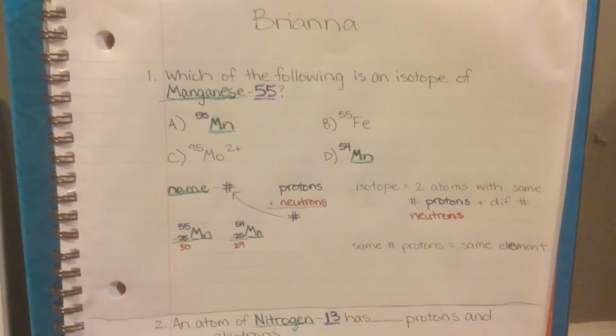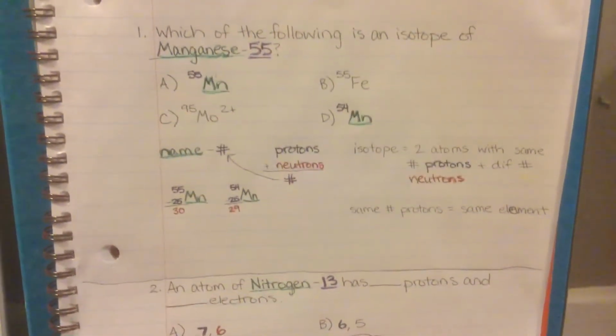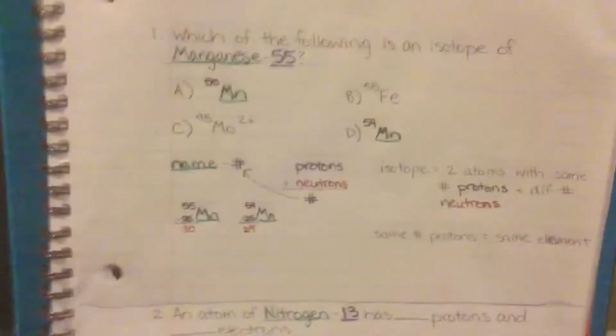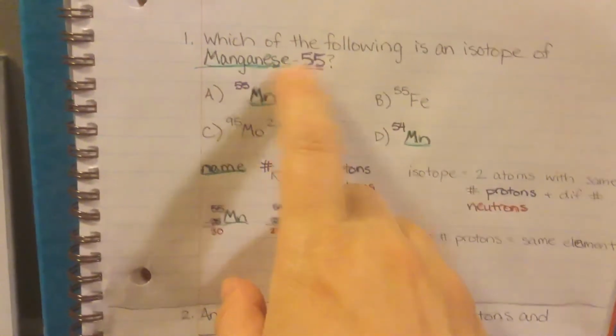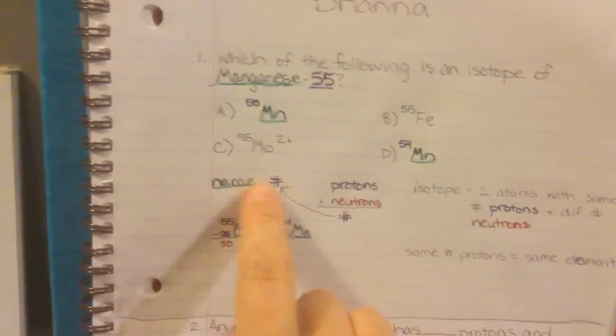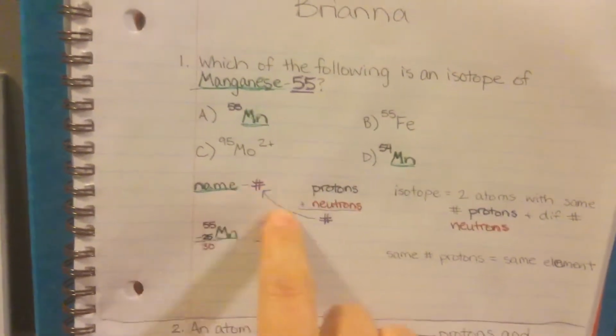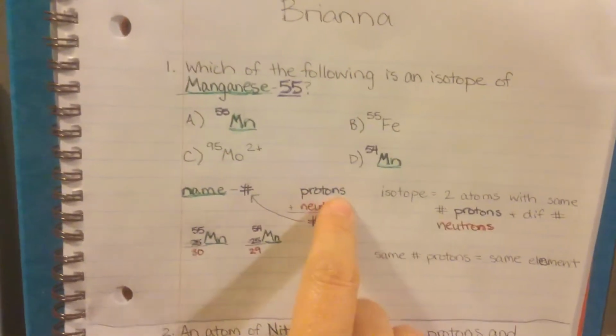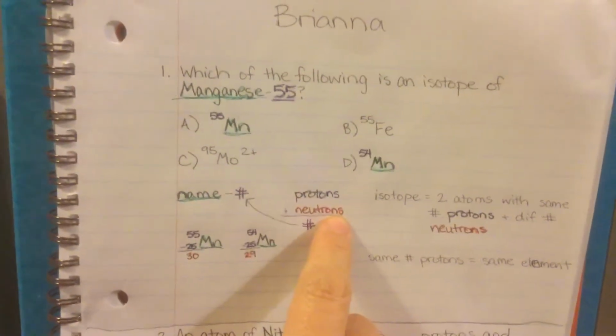Okay, Brianna, so this first question says, which of the following is an isotope of manganese 55? All right, well, first off, whenever we're talking about this notation, we've got the name of our element and then this number. This number is the number of protons plus the number of neutrons.